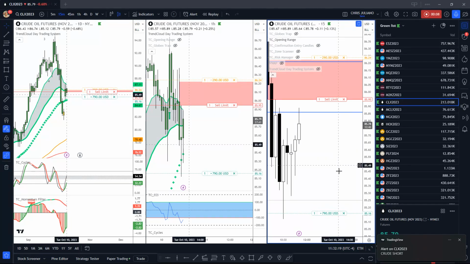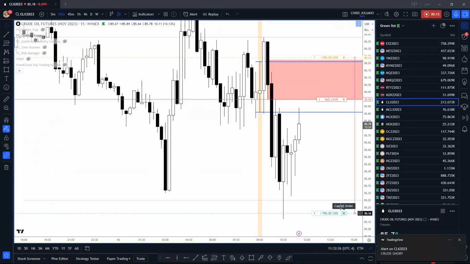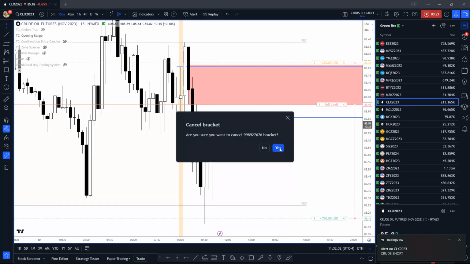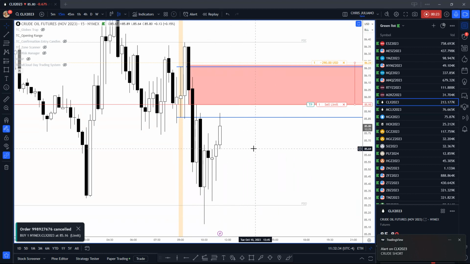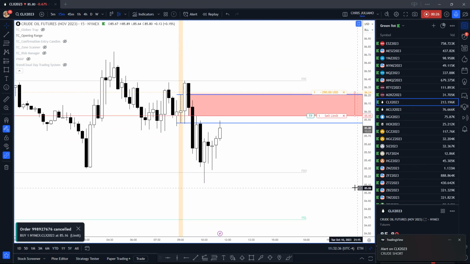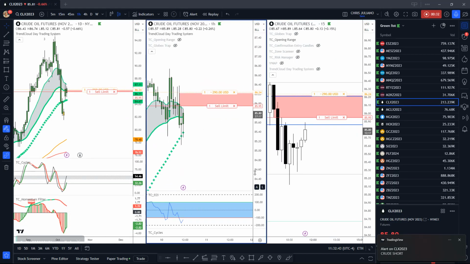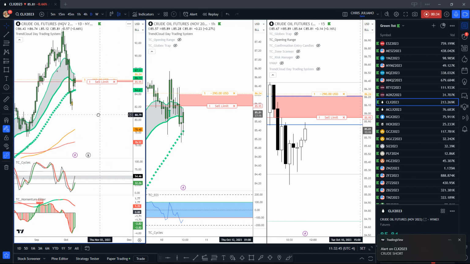No camera. All right. So we are looking at this crude oil trade that we set up here. Will it come back and actually hit our zone? Will it come back and actually hit that zone? So we placed this trade using TrendCloud. TrendCloud gave us the setup.